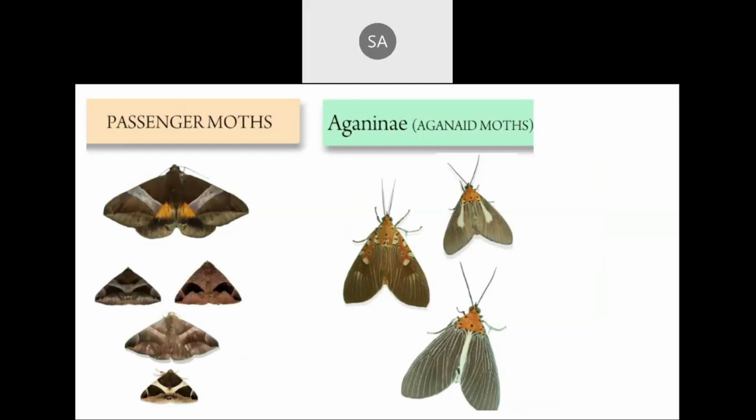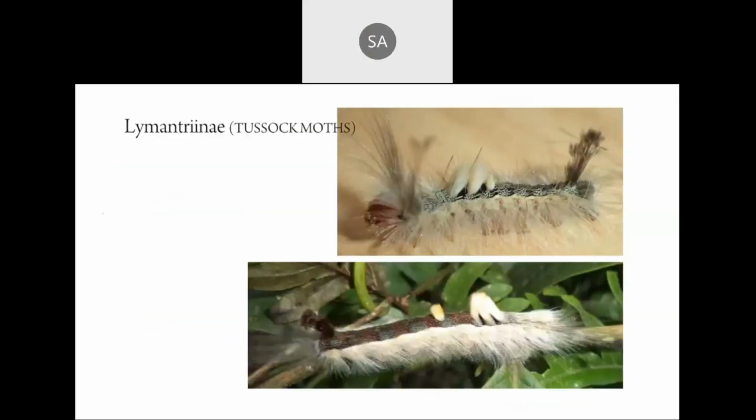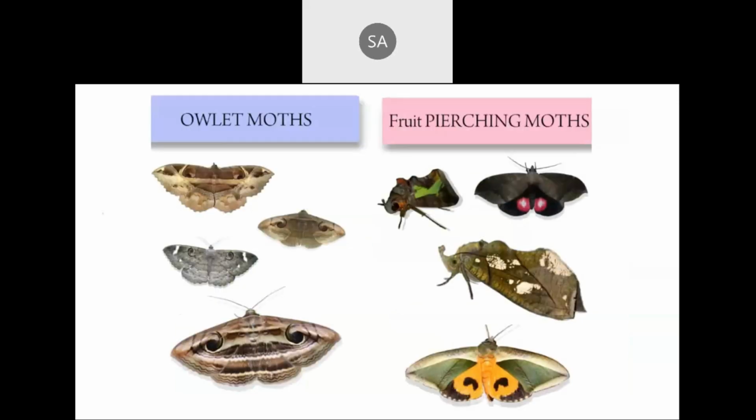So passenger moths, agaristid moths. Next. Lymantriidae moths look like this. Then footman moths look like this. These are tussock moth caterpillars. Very commonly we can see them in different trees. Then owlet moths, triangle owlet moths, then Euclid moths. Next slide.